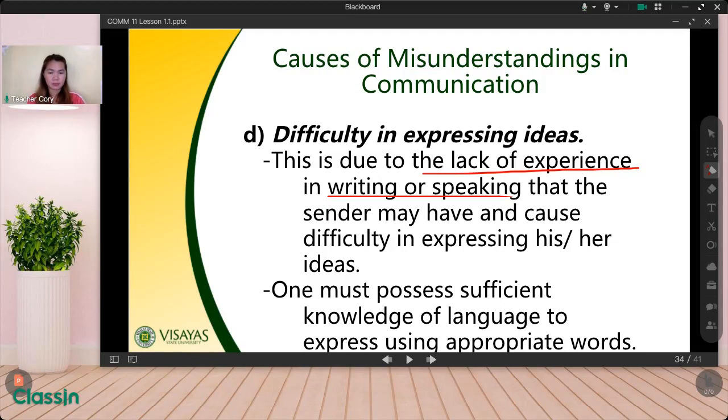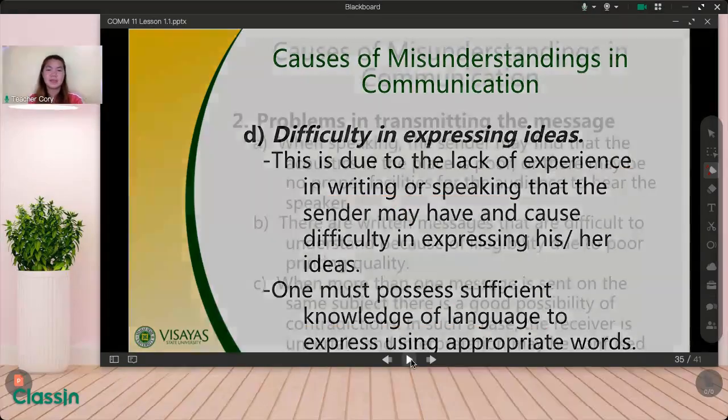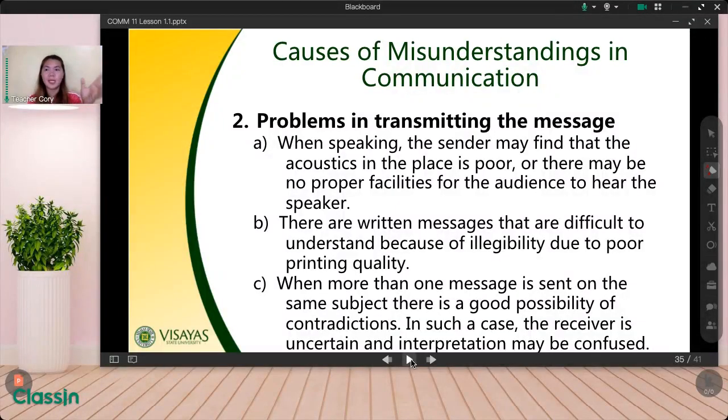Okay, so that's why sufficient knowledge of language. You have to learn more vocabulary, so it would not be hard for you to express yourself, especially in English. Because sometimes, you don't know the lexicon, you don't know what words to use. If you want to express an idea, you only know how to express it using your native language, but not in English. So that's where the problem lies also. So you have to keep on reading.